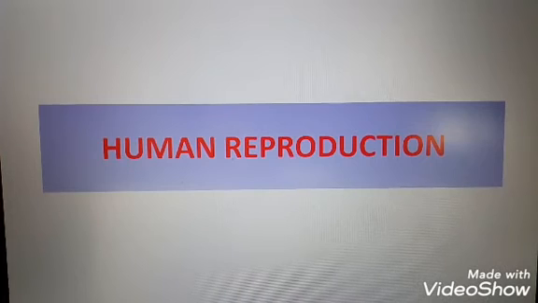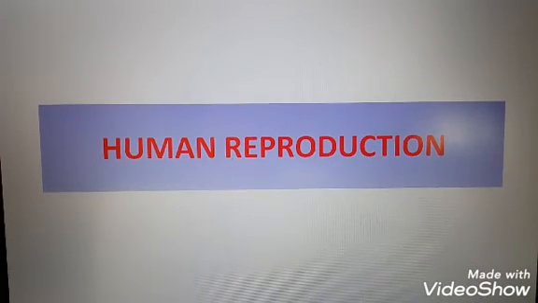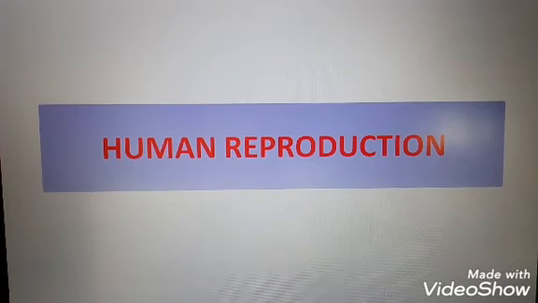Next question is, write the functions of each of the following: middle piece in human sperm, and luteinizing hormone in human male. The middle portion of the human sperm contains mitochondria and it provides energy for movement. In male, the luteinizing hormone helps to produce androgens. Okay, both male and female have LH and FSH.